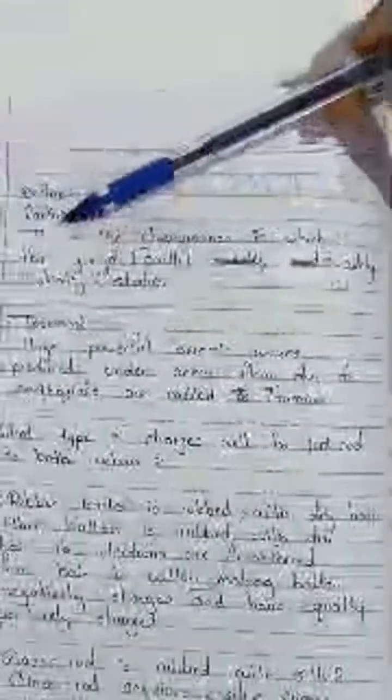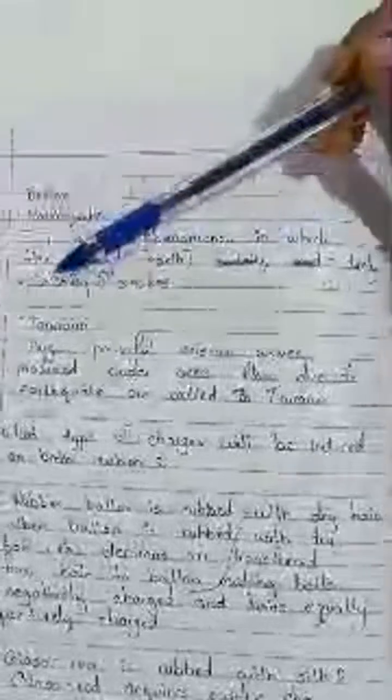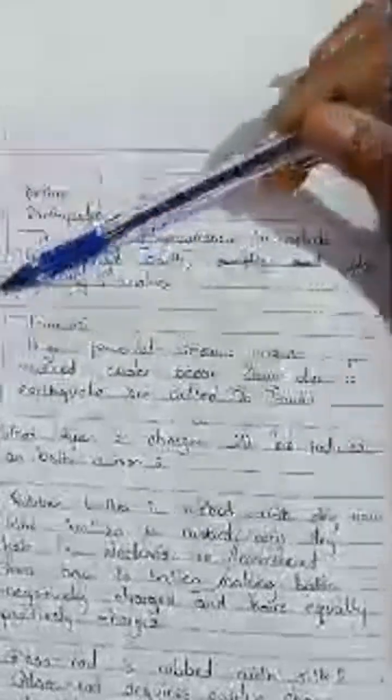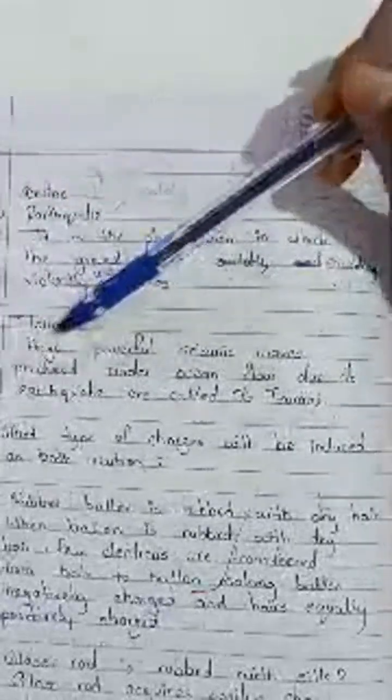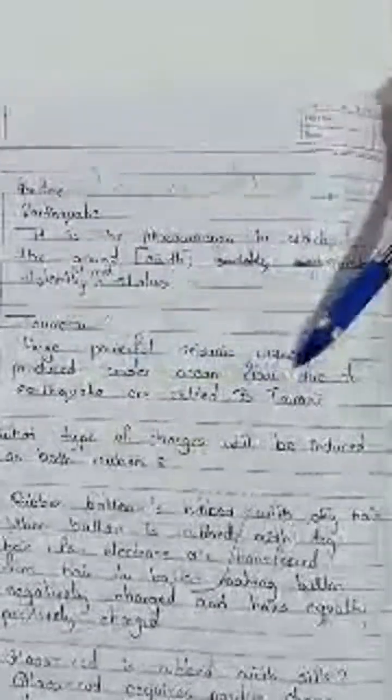Define: A. Earthquake. Answer: It is a phenomenon in which the ground suddenly vibrates violently and shakes. B. Tsunami. Huge powerful waves produced under the ocean floor due to an earthquake are called a tsunami.